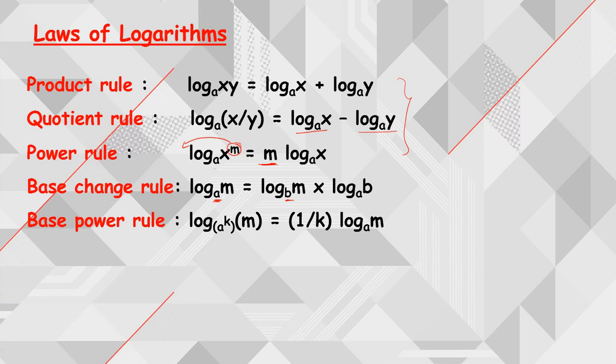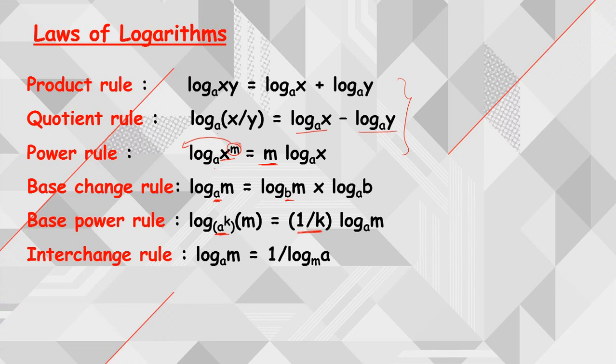Next, the base power rule. So like how we are having x power m, the same way if the base is having power k, then I can write it as 1 by k times log m to the base a. So log m to the base a power k can be written as 1 by k into log of m to the base a. So this is nothing but the base power rule.